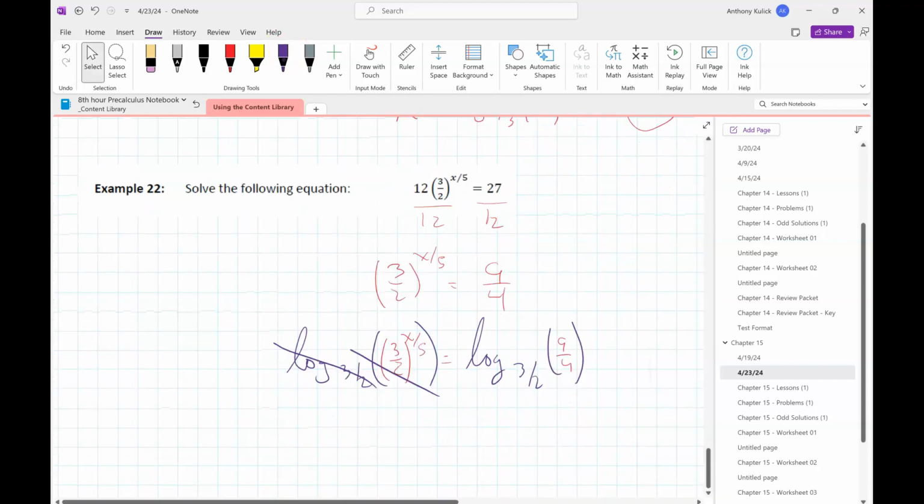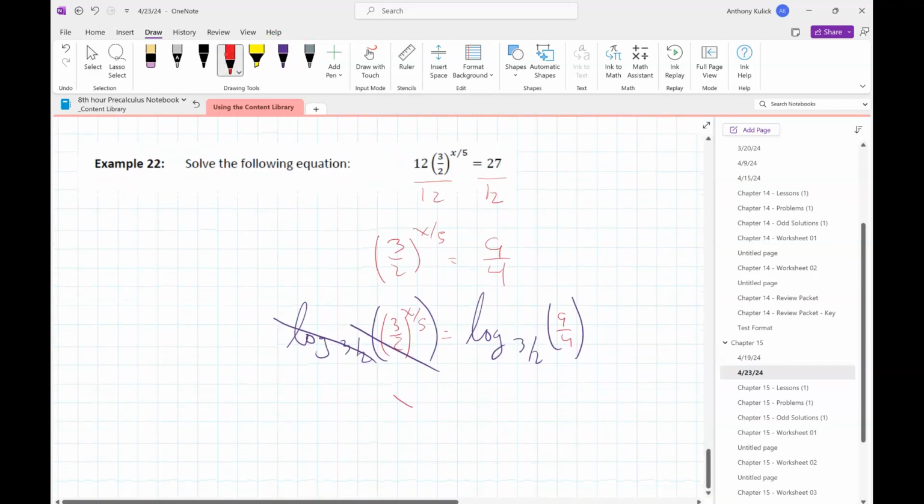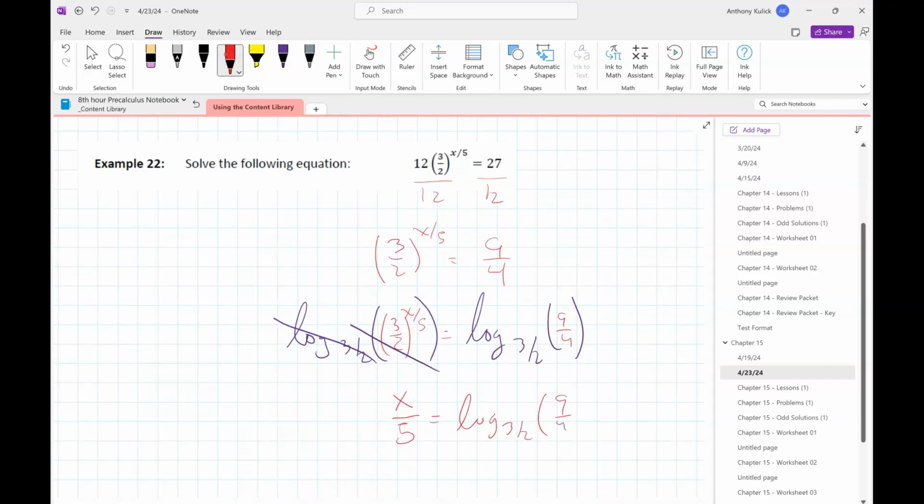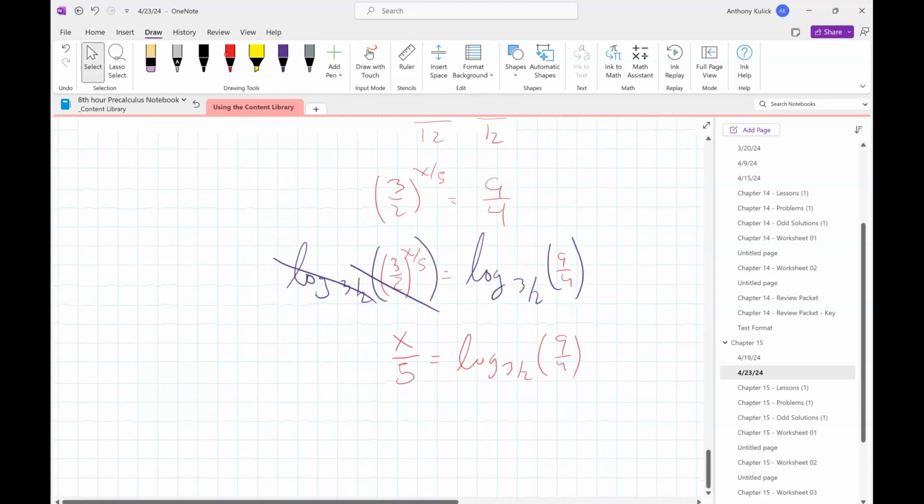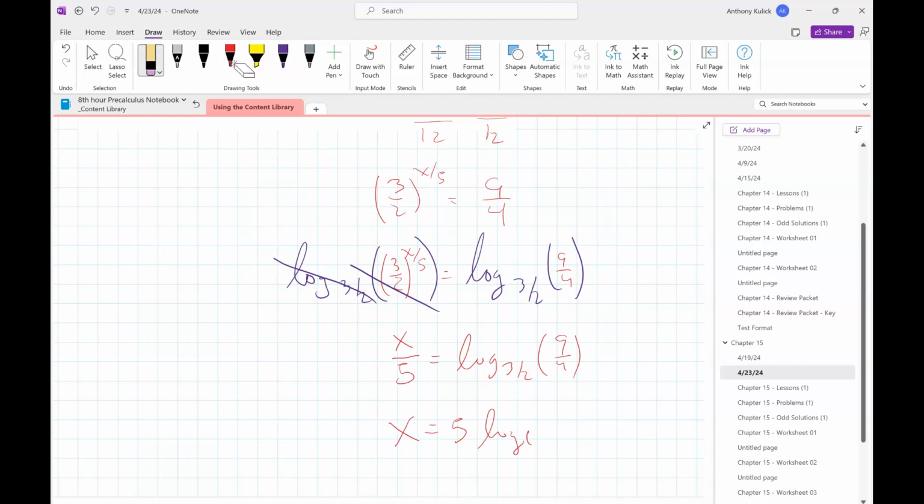And log base 3 over 2 cancels exponent base 3 over 2, so I'm left with x over 5 equals log base 3 over 2 of 9/4. Then I just multiply both sides by 5. And then into my calculator she goes. When I do that, I get 10.